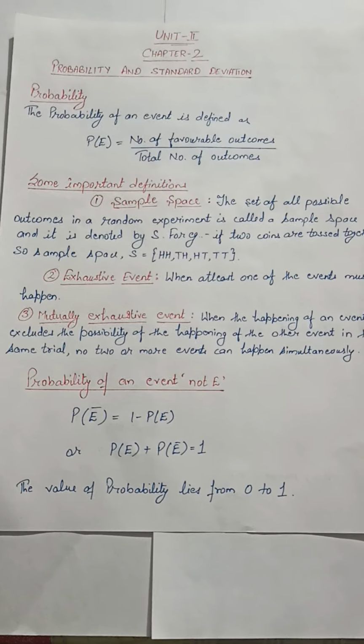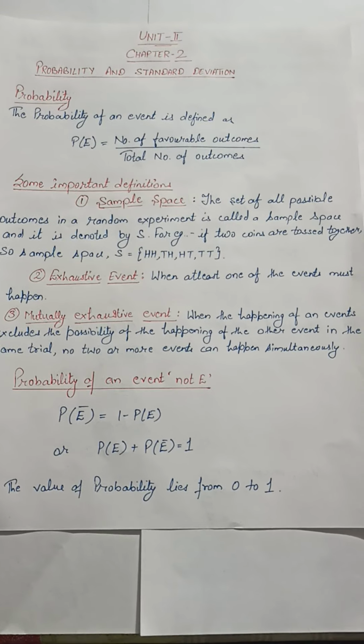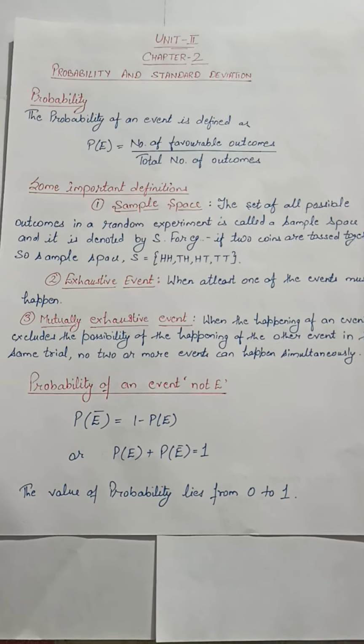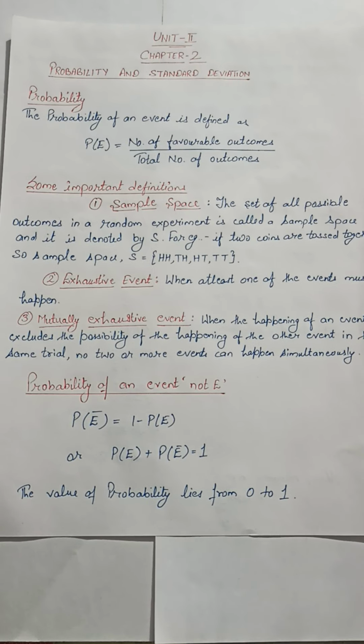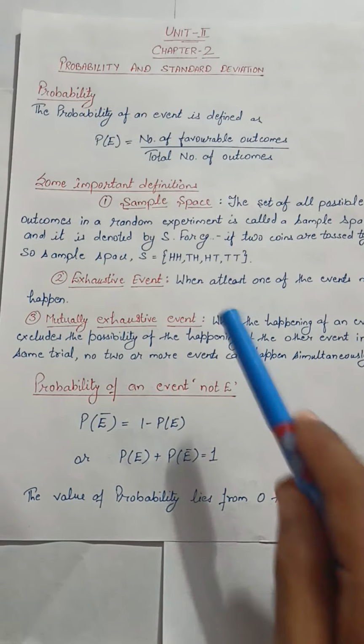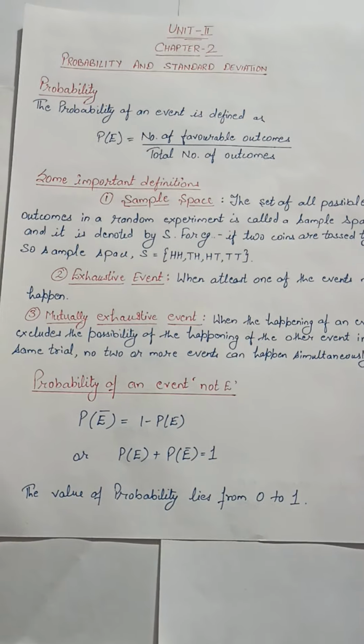It is generally denoted by capital S. For example, consider one example. If two coins are tossed together, then the sample space will be HH, TH, HT and TT. These are the only four outcomes which are possible if two coins are tossed.